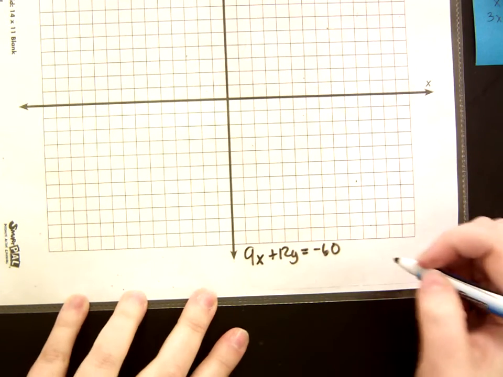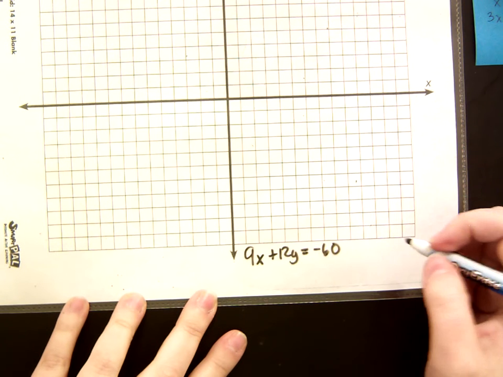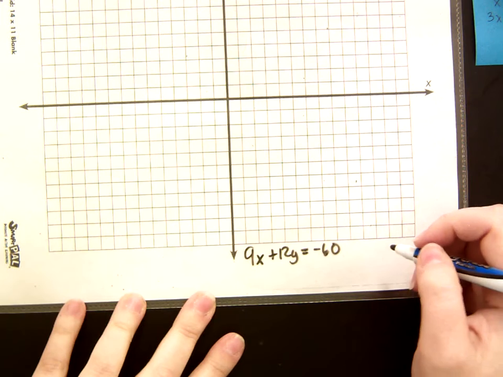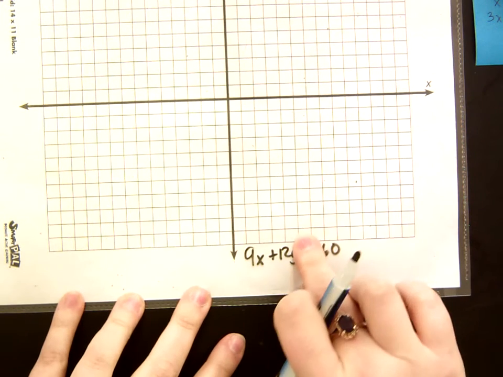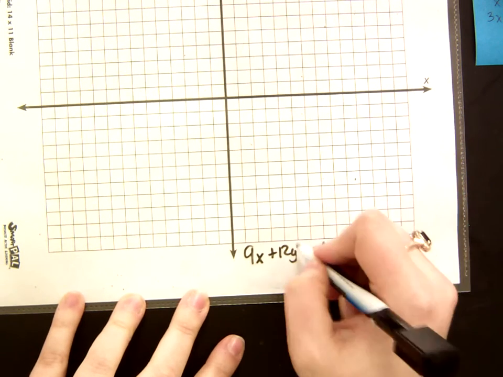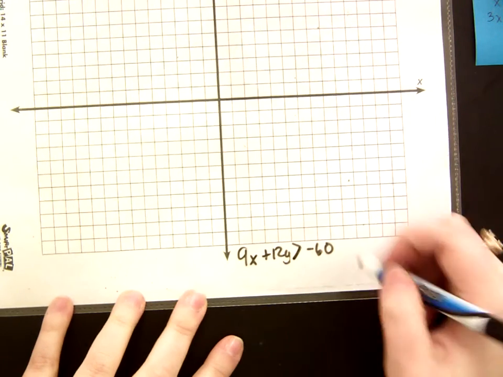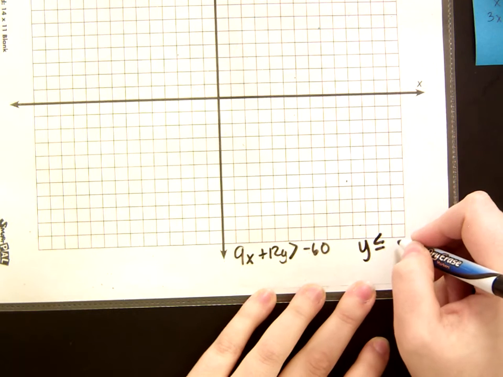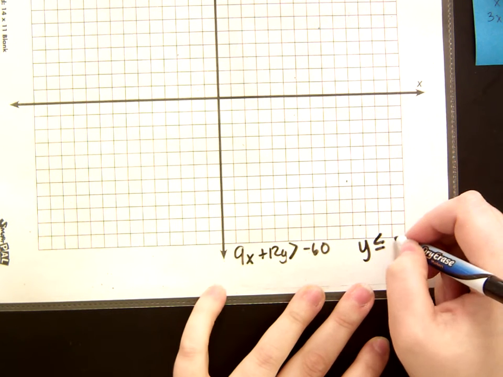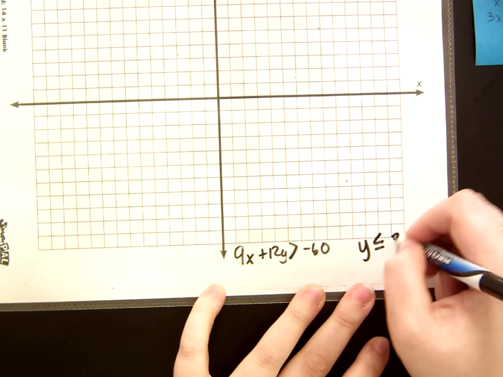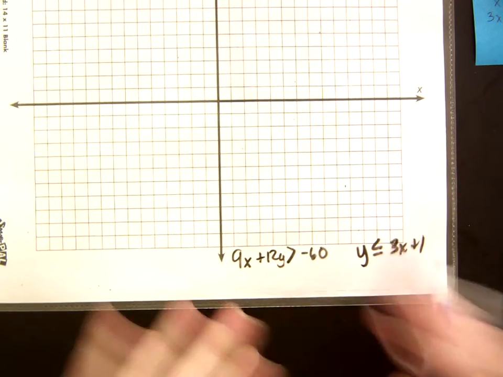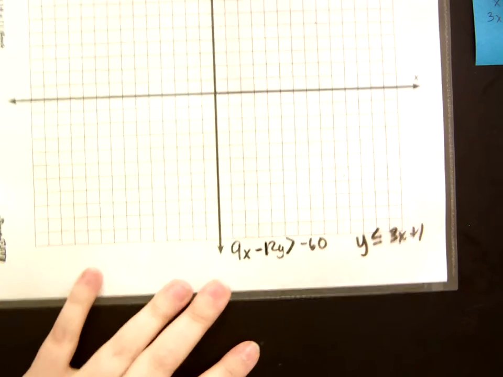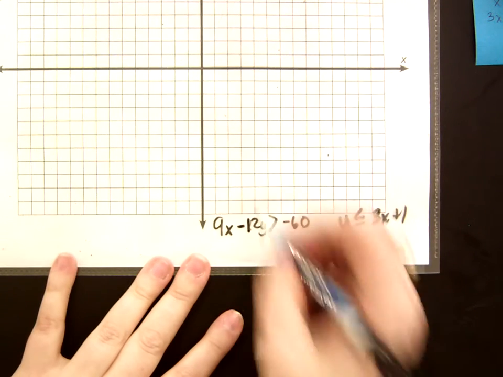And on my other one, let's say I've got, oh, it shouldn't be equals. So greater than -60. On the other one, I'm going to make it easy on myself. Y less than or equal to, I don't know, 3x plus 1. I am going to change one thing. I'm going to make this negative. There's a reason for that. I'll show you in a minute.